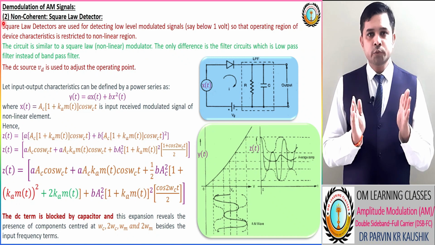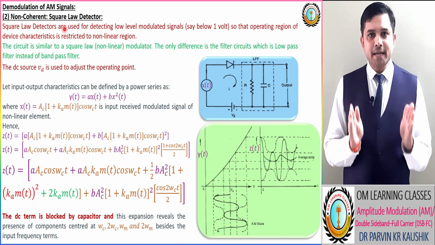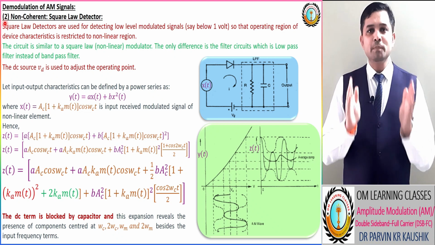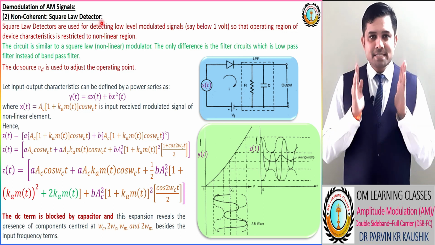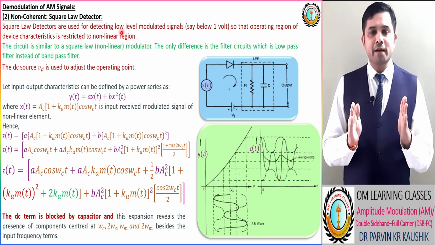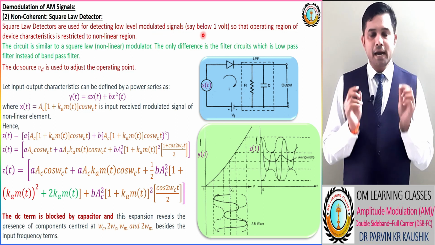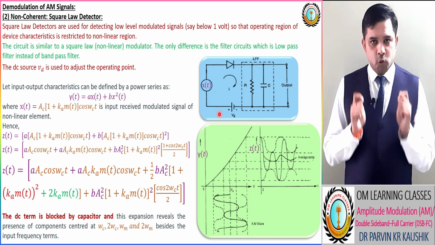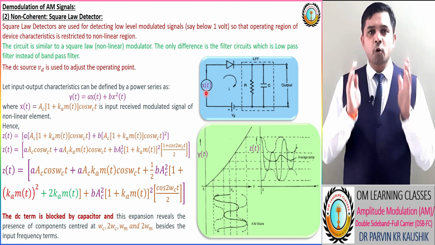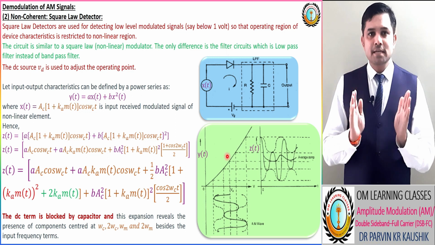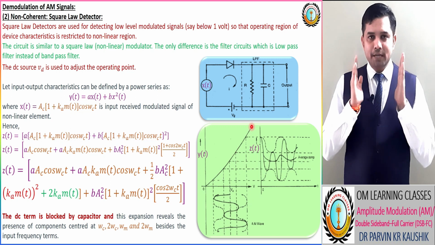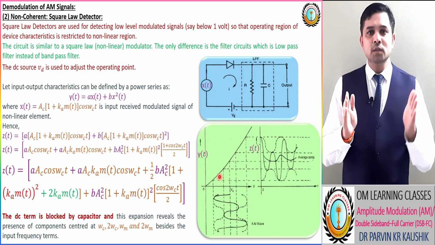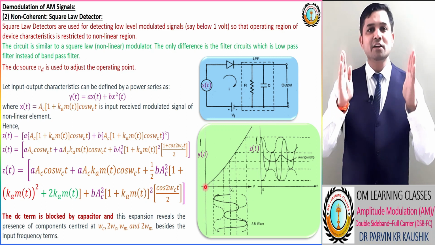So as per the previous lecture, we continue to discuss the second type of non-coherent AM demodulator, that is the scalar demodulator. This demodulator is utilized to detect low level modulating signals, below 1 volt, so that the operating region of the device characteristic is restricted to the non-linear region. Means this demodulator is operated in the non-linear region as per the device characteristics.